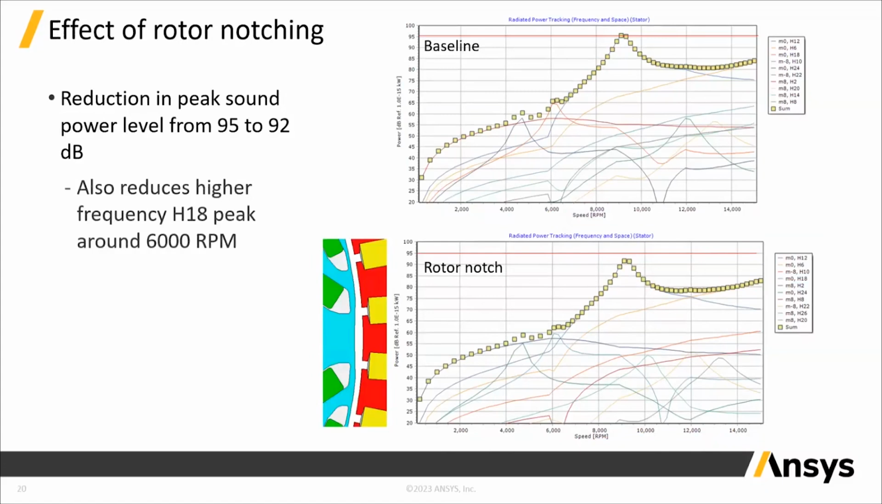Looking first at an example of a rotor notch, we can see that this reduces both our main peak and some of the lower speed noise peaks. And what this is doing is by reducing the rapid change in force as the field concentration around the end of the magnet passes the stator tooth and slots, it's reducing that breathing mode forcing and therefore slightly reducing the magnitude of the noise.